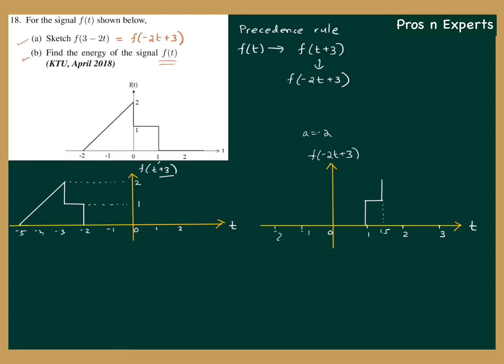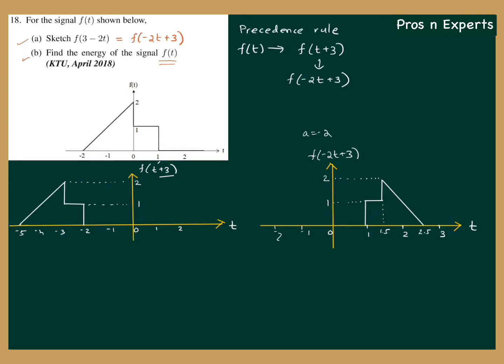Now listen, the final point is here, minus 5. So divide minus 5 by minus 2, which will give you 2.5. So the final portion is at 2.5. Some more here, 2.5. And the amplitudes are not changed because there is no amplitude operation. We have done only time operation. Okay, so that is the answer to question A. Fine.